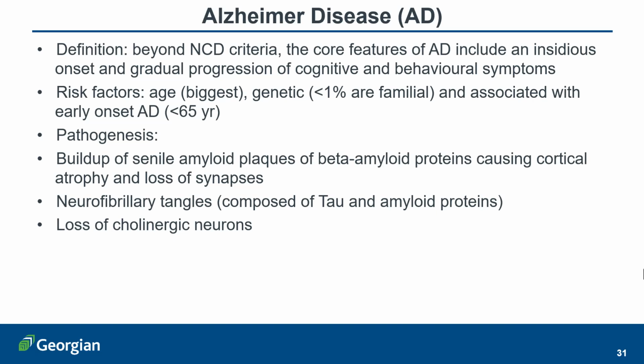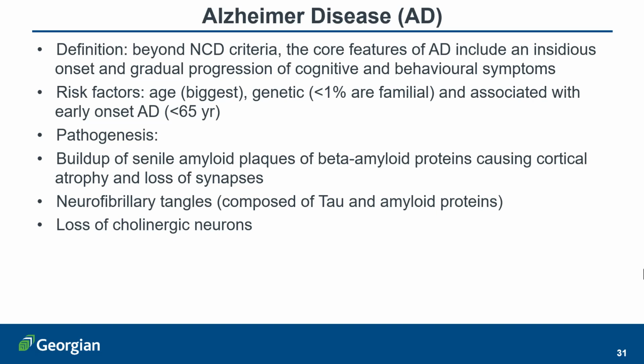Alzheimer's disease is the most common cause of major neurocognitive disorder, and beyond the NCD criteria, the core features of Alzheimer's disease include an insidious onset and gradual progression of cognitive and behavioral symptoms. The biggest risk factor for Alzheimer's disease is age. There is a genetic component, but if you remember, if Alzheimer's disease develops before the age of 60, then it is the familial variant. But fortunately, in terms of the number of cases, very, very few are of the familial variant, referred to as early onset Alzheimer's disease.